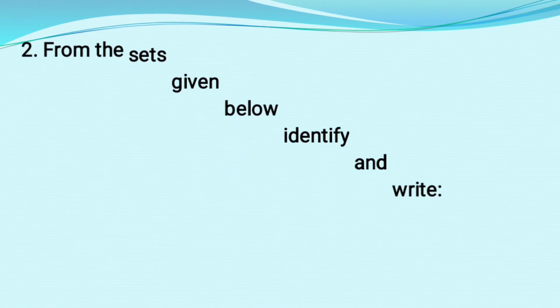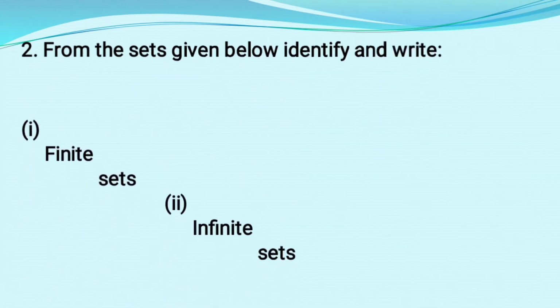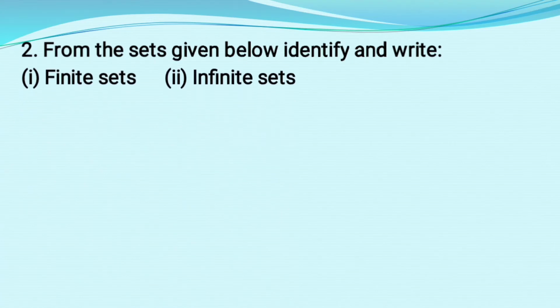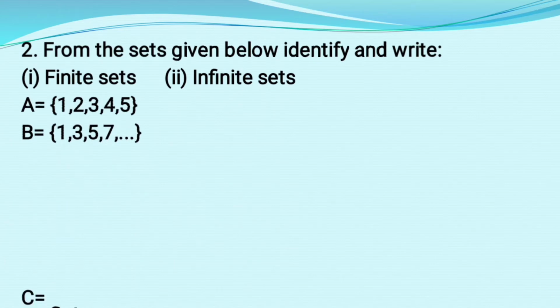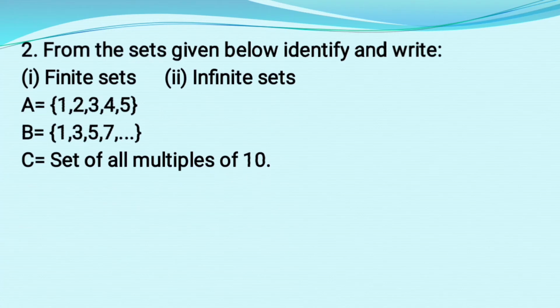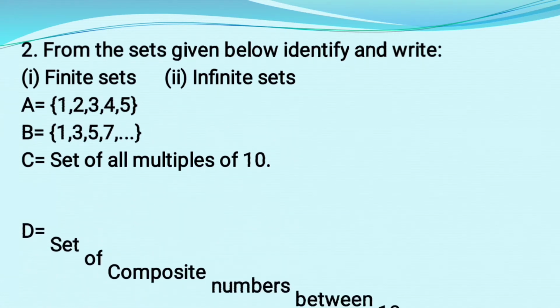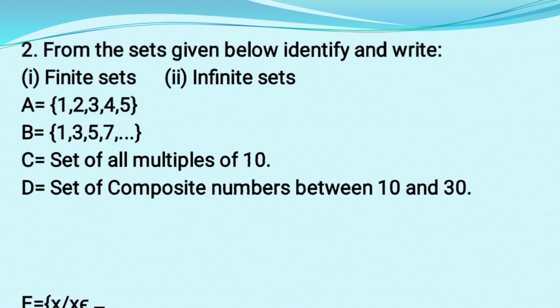Question number 2, from the sets given below, identify and write finite sets and infinite sets. A equals 1, 2, 3, 4, 5. B equals 1, 3, 5, 7 and so on. C is equal to the set of all multiples of 10. D equals the set of composite numbers between 10 and 30. E equals x such that x belongs to Z and x is less than 0.